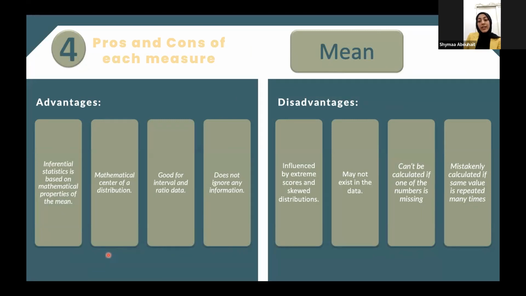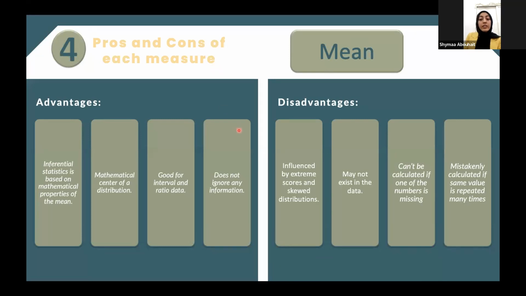Now coming to the last advantage, which also contributes to one of the disadvantages of the mean, is that when we calculate the mean, we do not exclude any information. And we include all the values. So if one of the values is missing, we cannot actually calculate the mean. This will delay our progress in our research, because the mean is the base of inferential statistics.